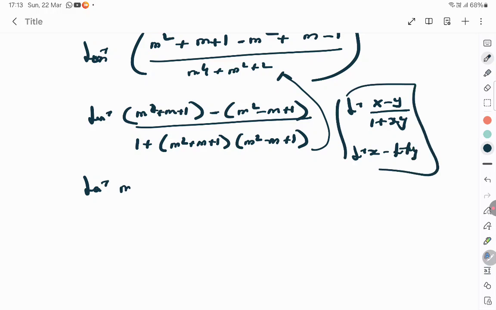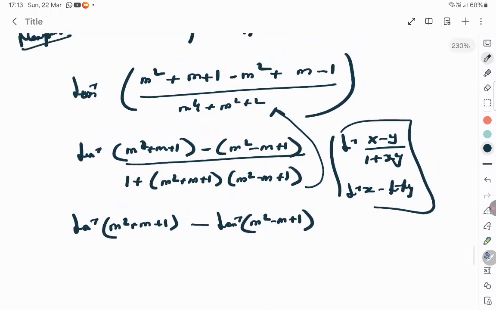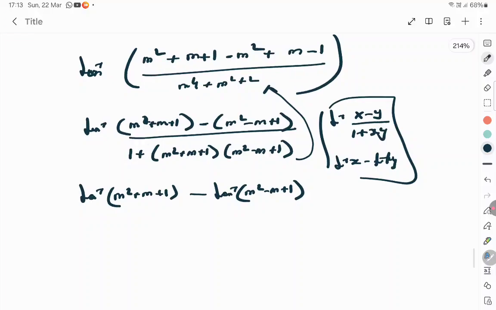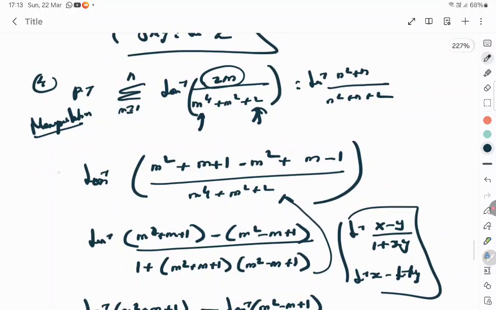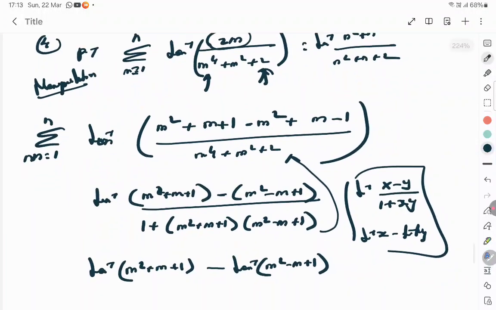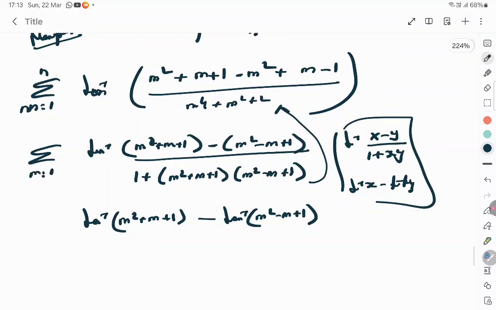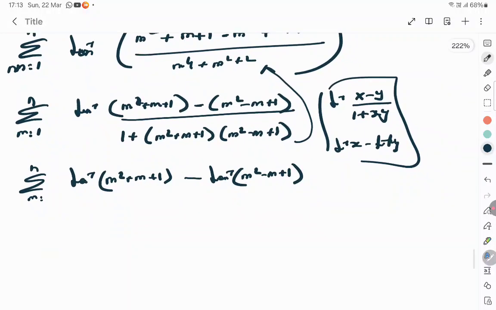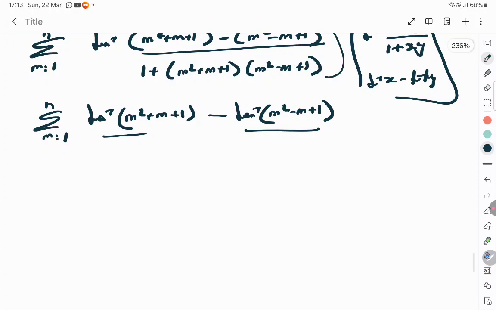So tan inverse of x is m square plus m plus 1, minus tan inverse of y, which is m square minus m plus 1. I write it like this, so I get it in this format. Now I forgot the summation. There was a summation, m equal to 1 to n, on every term. So for this term and this term separately, you're going to use a summation.